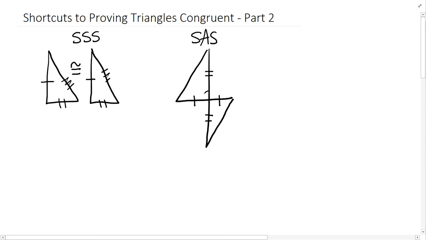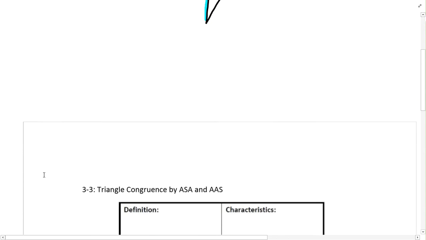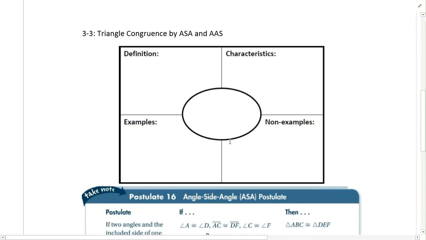We also know that vertical angles are congruent. So this would be an example of side, angle, side. Remember that the angle must be included between the two sides that are congruent. So it has to be in between. Now we're going to look at two more examples, one called angle, side, angle and the other called angle, angle, side.